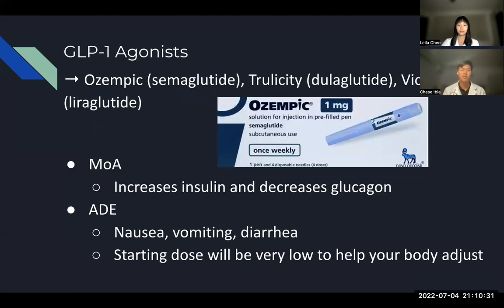Next are the GLP-1 agonists. Common ones are Ozempic, Trulicity, and Victoza. They increase insulin secreted and decrease glucagon secreted. Glucagon is a hormone that can be thought of as the opposite of insulin, and instead of decreasing the amount of sugar in your blood, it actually increases it. Main side effects for these meds are nausea, vomiting, and diarrhea, but this is limited as a starting dose will be very low to help your body adjust for when you go up to higher doses.